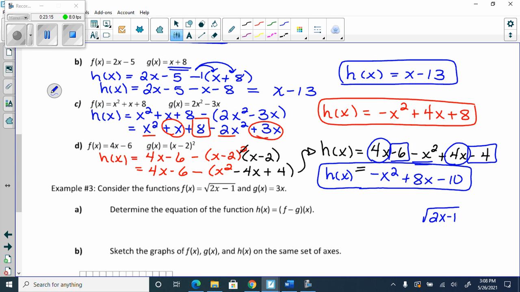Now we're going to have 2x minus 1 is greater than or equal to 0, and we have to solve for x. We agree?